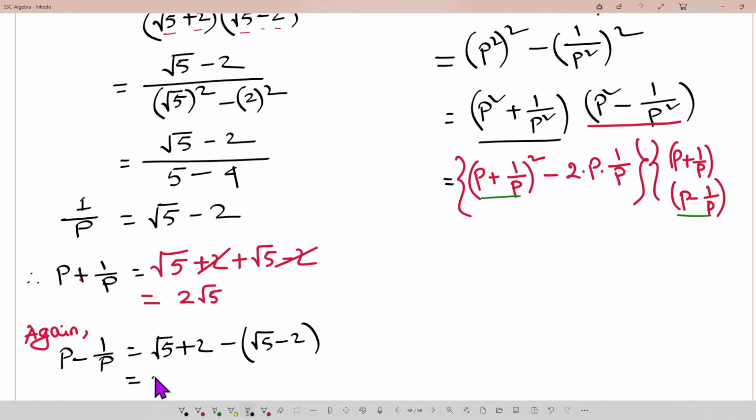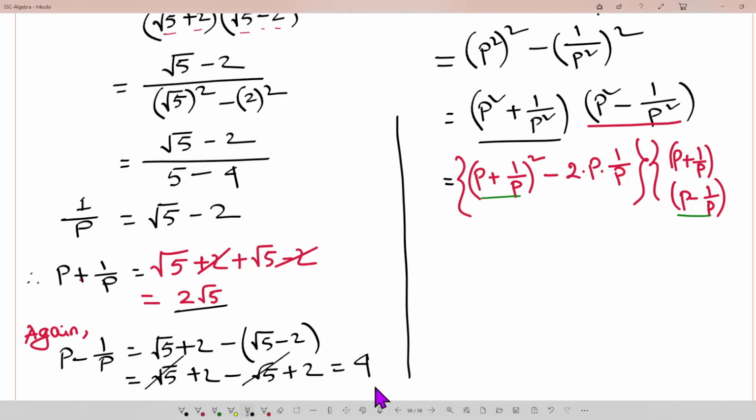So here is root 5 plus 2, then minus root 5, and minus and minus makes plus 2. So what is happening here? Root 5 minus root 5 cancels out, 2 plus 2 will be 4. So 4 is p minus 1 by p, and 2 root 5 is p plus 1 by p.